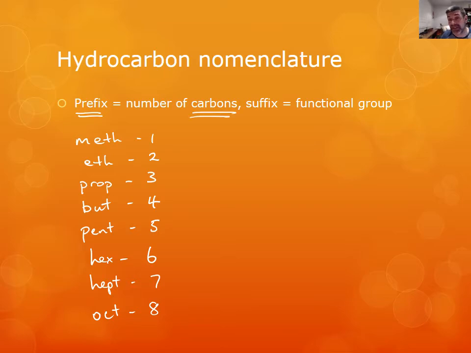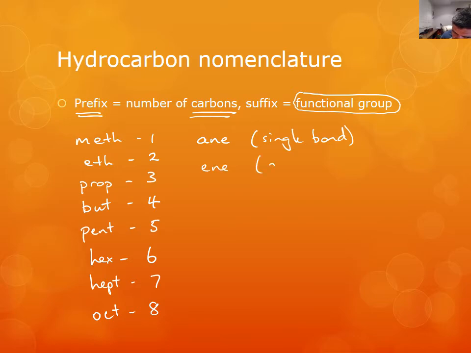The suffix is the functional group. The functional group is what links a homologous series together. All the alkanes, which are a homologous series, are linked by the fact that they have single bonds. That's their functional group. So an -ane will have a single bond, an -ene will have a double bond, and an -yne will have a triple bond.